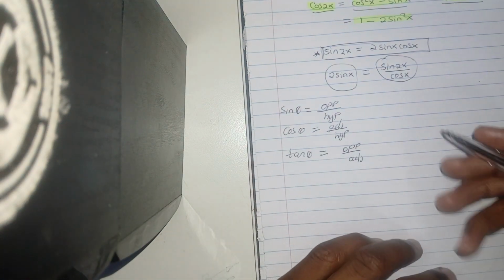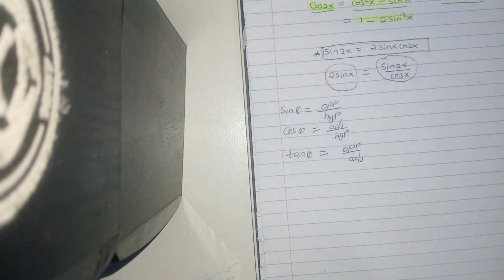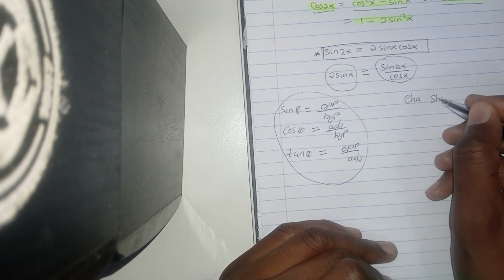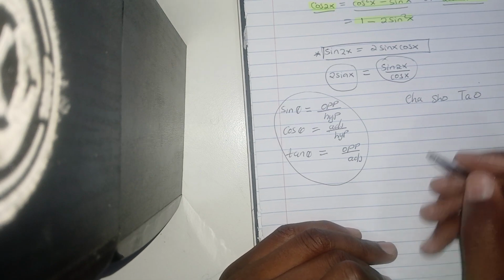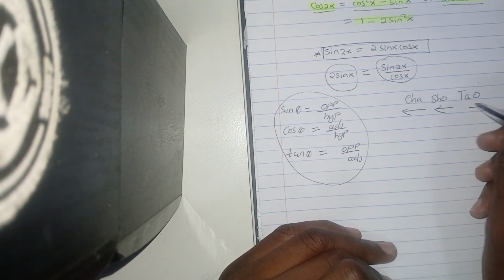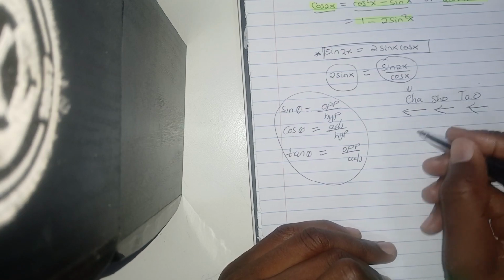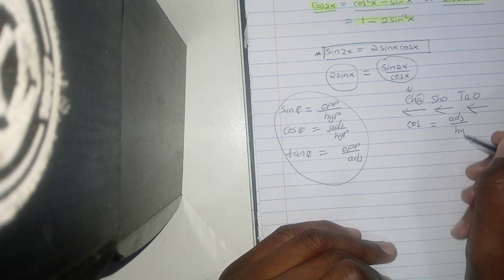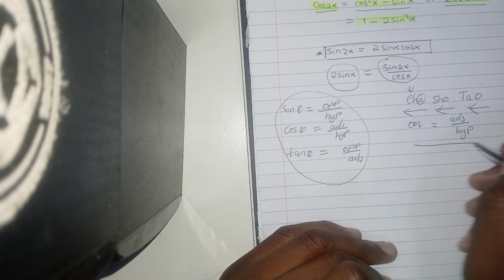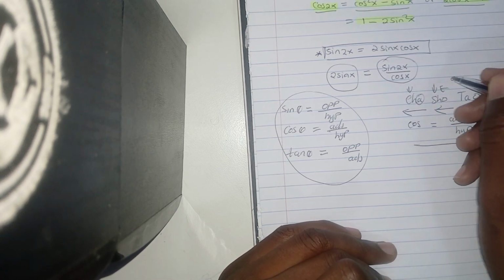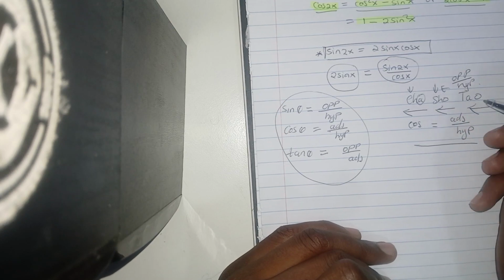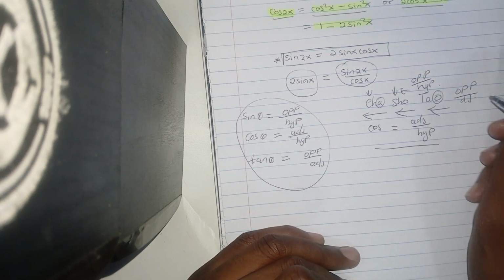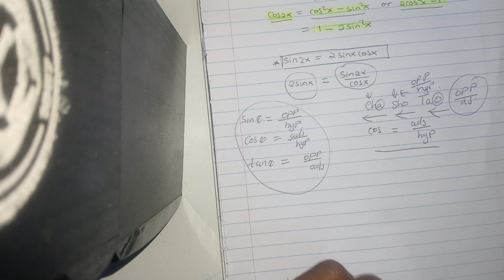For this one you can create your own style to remember it. You can say cha, sho, ta, reading them backwards. Cha stands for cos, which is adjacent divided by hypotenuse. This one is sine, opposite divided by hypotenuse. Then this one is opposite divided by adjacent. That's how you can deal with them.